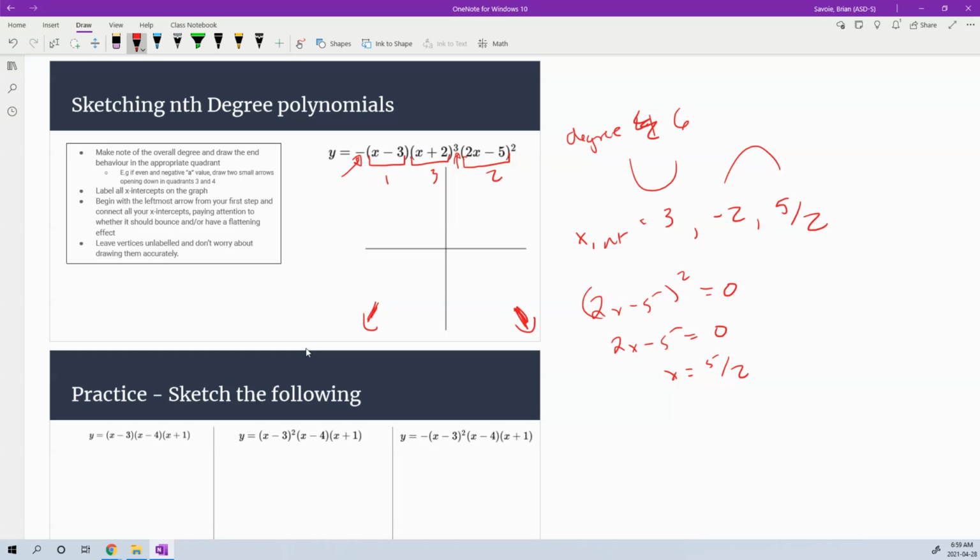So I'm just going to make note of those. So let's say 3 is right here. 5/2 is 2.5. So I'll also say that's right there, 5/2. And then I'll put -2 on this side. And I'm going to note that at 5/2, I'm bouncing. Okay, I must bounce at this one right here. And that's really the only thing I've got to make note of. Oh, and that at the 3, I should see a flattening.